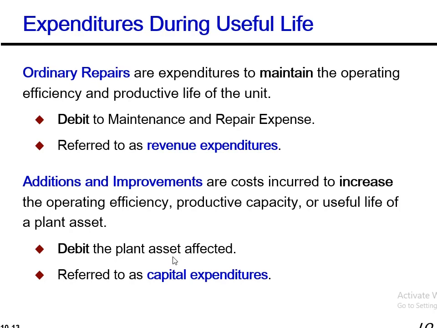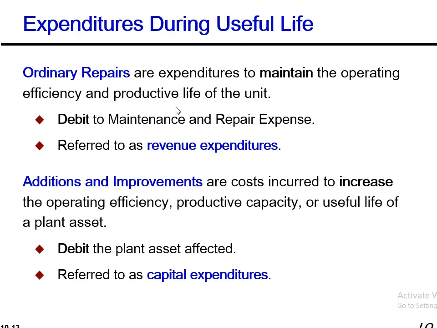So whenever you incur any such expenditures, you are going to record them as expenses, maintenance and repair expenses. And expenses, when they increase, we debit them. So ordinary repairs, which are of a usual nature and which you incur in order to maintain the operating efficiency and the productive life of the equipment, you debit to the maintenance and repair expense account.